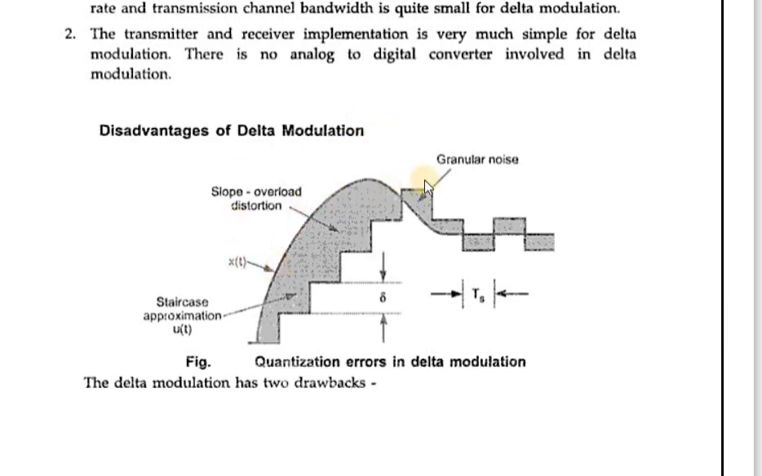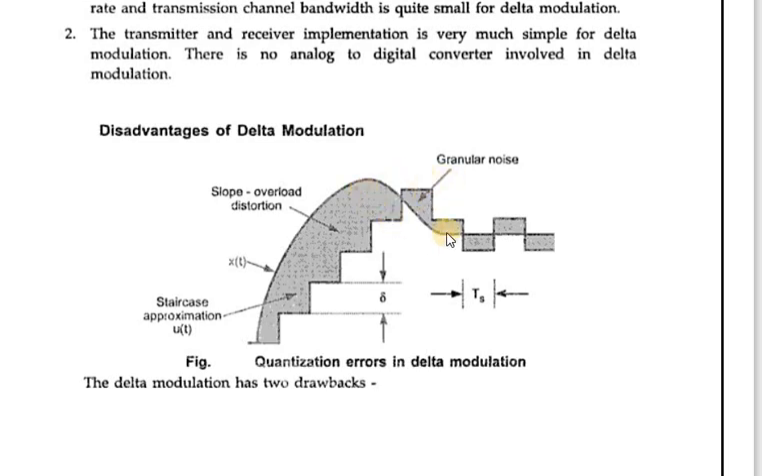Now you have one more drawback, that is granular noise. Now what is granular noise? By seeing this, you can easily tell, right? This noise occurs when the step size is too large. Here we have said that if the rise of the input signal is very high, slope overload distortion will occur. If the step size is too large, then you will get granular noise.